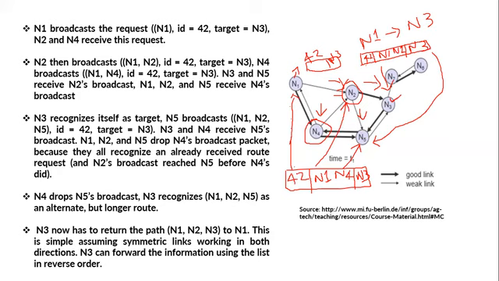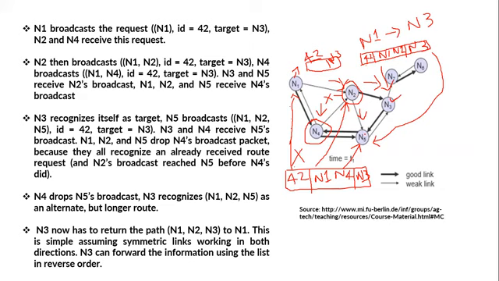N4 has broadcast this packet to N1, N2, and N5. First it goes to N1. N1 checks whether this is a duplicate packet. Yes, it is a duplicate because N1 itself originated this packet with the same ID 42. So N1 will just drop this packet. Then the packet also reached N2. N2 checks whether it's a duplicate packet. Yes, already it has received that from N1. So N2 will drop it.